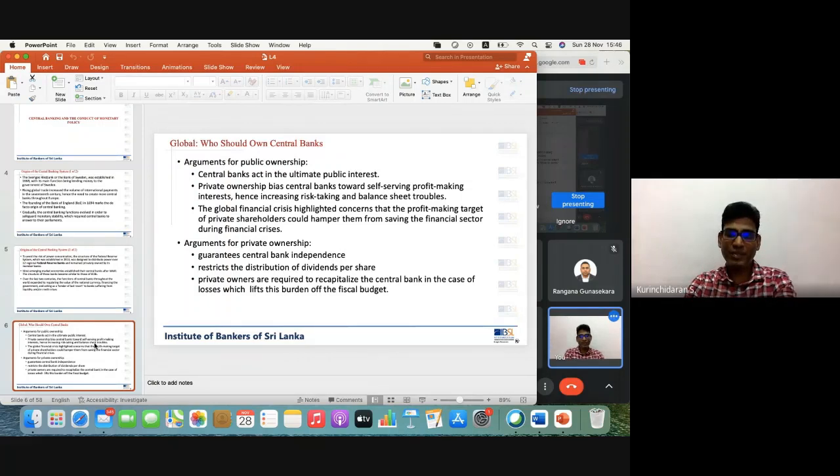Now when it comes to the central bank, right? The key purpose of the central bank, that's also what we can call the sole purpose of the central bank. What is that? Anybody? Why do we need a central bank?